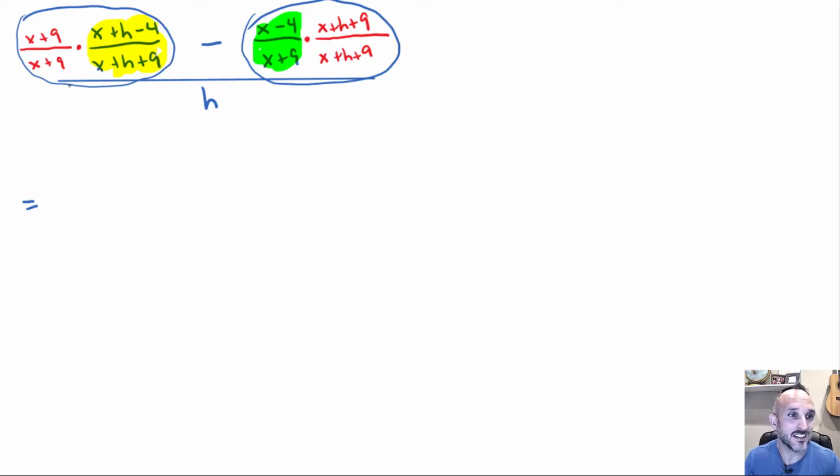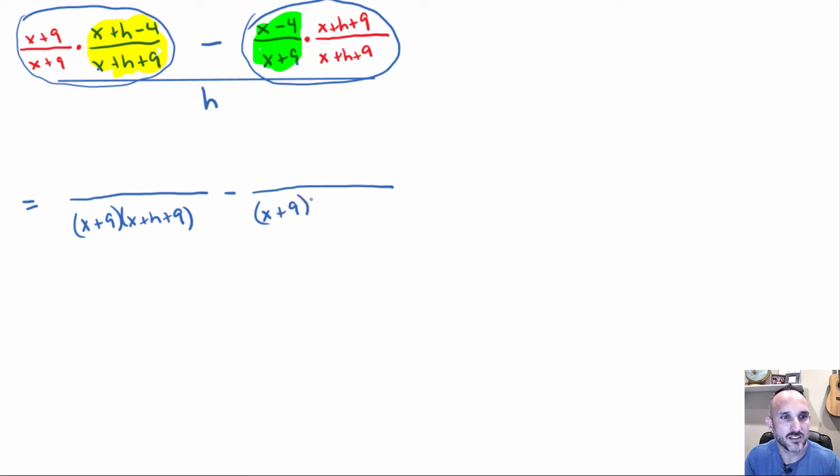You can see that my fraction up here in the top left after I multiply is going to have a denominator of x plus 9 times x plus h plus 9. And my fraction in the top right is going to have a denominator of x plus 9 times x plus h plus 9. The denominators match. That's what we're going for. The reason it's so messy is because of my numerators. I have to multiply x plus 9 by x plus h minus 4, and that's going to be my numerator.